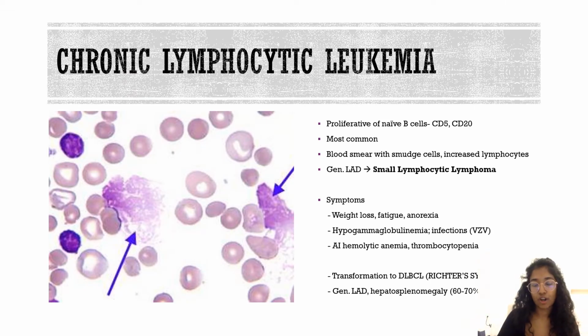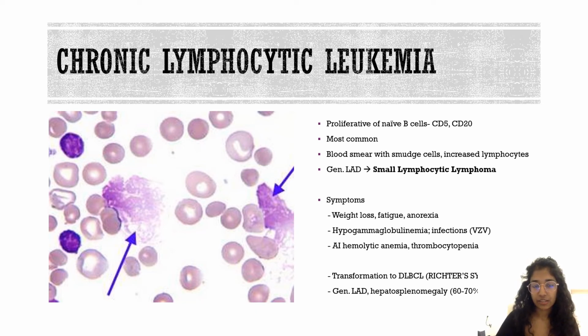Next, you have chronic lymphocytic leukemia. Chronic leukemia, as opposed to acute leukemia, like I said before, is composed of mature cells and doesn't have as aggressive a course as acute leukemia. And when your lymphoid lineage is affected, it's known as CLL. So CLL is a proliferation of naive B cells, which will show CD5 and CD20 surface marker positivity. This is the most common kind of leukemia that affects people in the developed world.